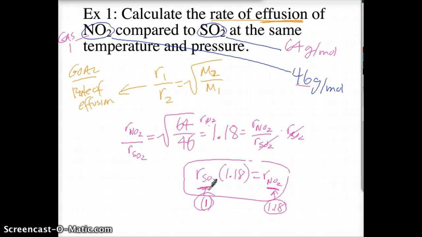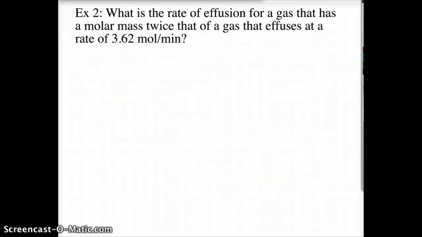Let's check. Does that make sense? Well, yes, because the molar mass of NO2 is lower than the molar mass of SO2. Since it's lighter, we would expect it to effuse faster. Okay? Another way of saying this is that the rate of NO2 is 1.18 times greater than the rate of SO2. Let's do another example.